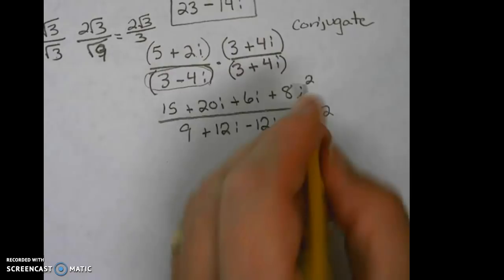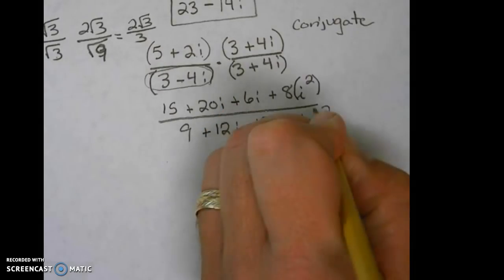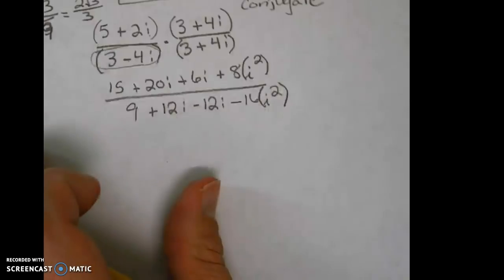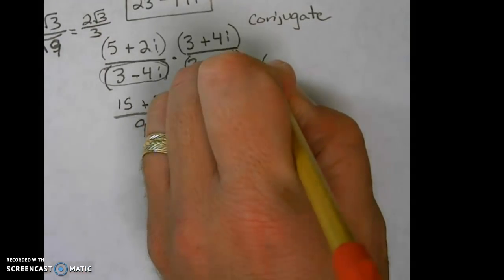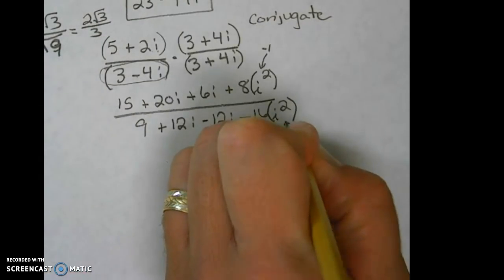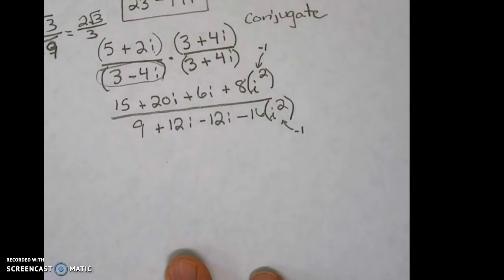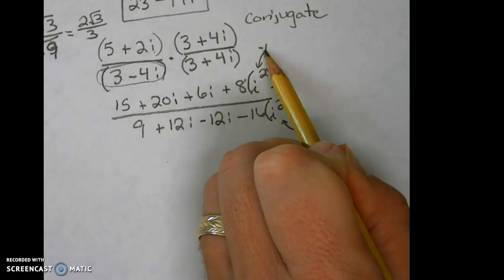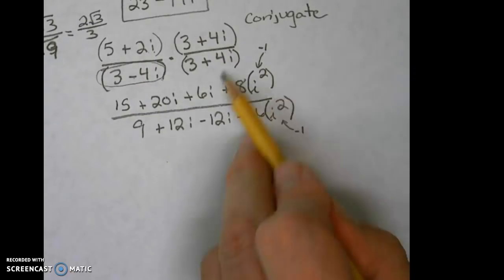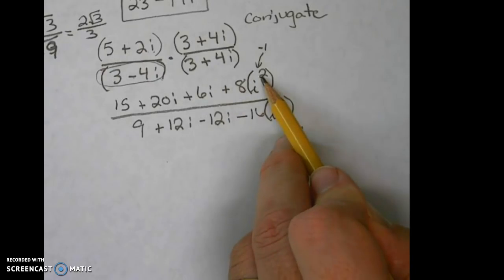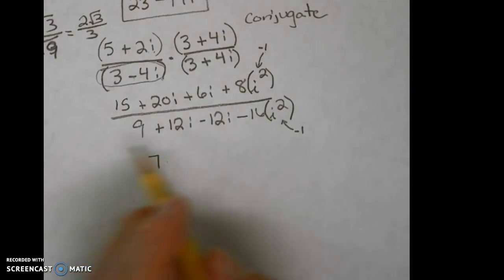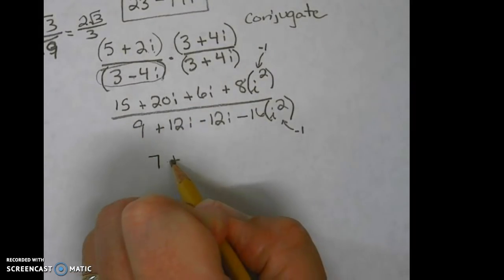Okay, substituting in for I squared. Memorize this. I squared is negative 1. So we're substituting in a negative 1 in here and a negative 1 in here. So this is going to be 8 times negative 1, which is negative 8. Negative 8 plus 15 is 7. Combining our imaginary, we get 26i.